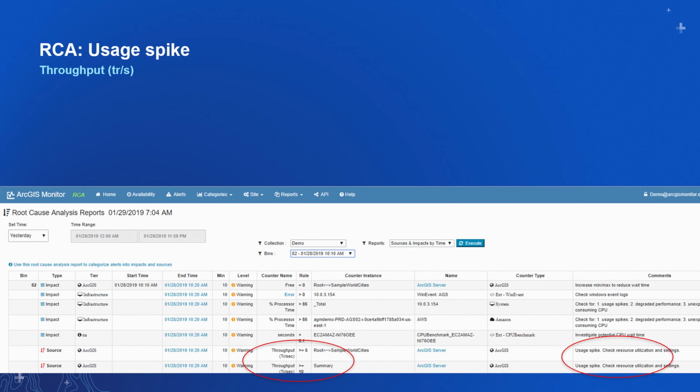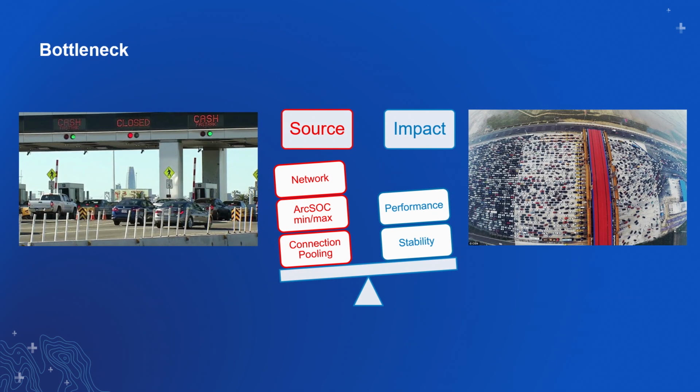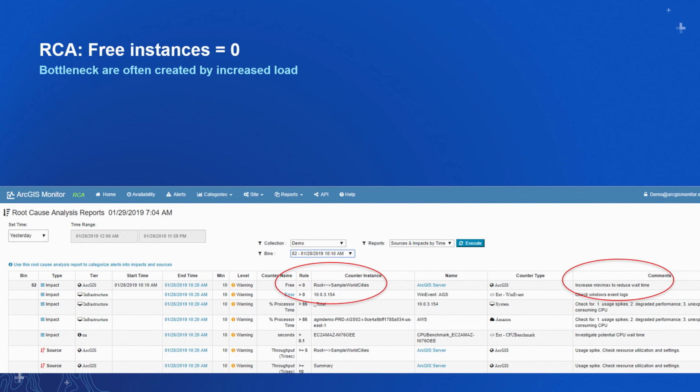How do we detect extra user load? Well, again, it goes back to the alert. So for example, if you know that your system is designed for 10 transactions per second, and if it's greater than that, the root cause analysis will say, hey, you're overheating. You're running more load on the system. The next thing is the bottleneck. Again, if these gateways are misconfigured, for example, min-max instances or connection pool, you will have a bottleneck. Here's the case of free instances 0. All we need to do is just increase the number of instances on the service.